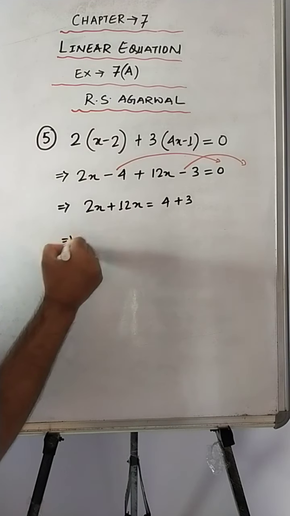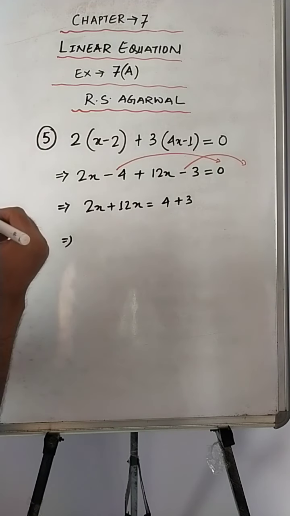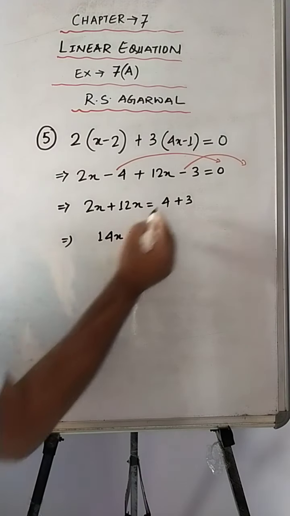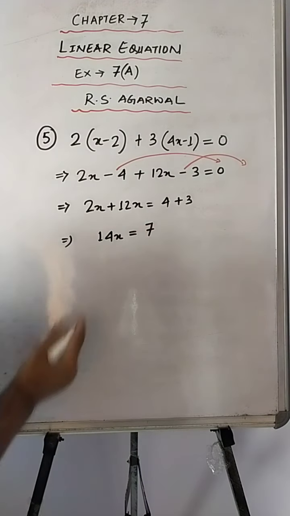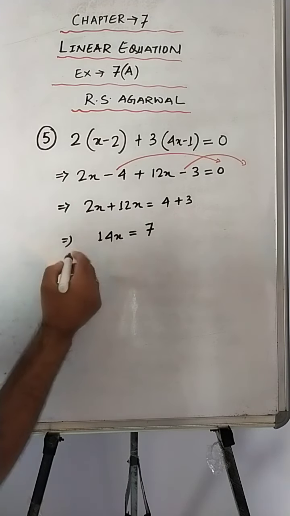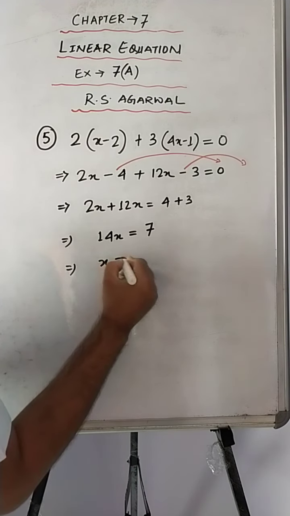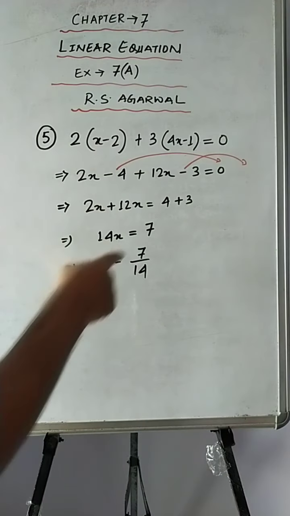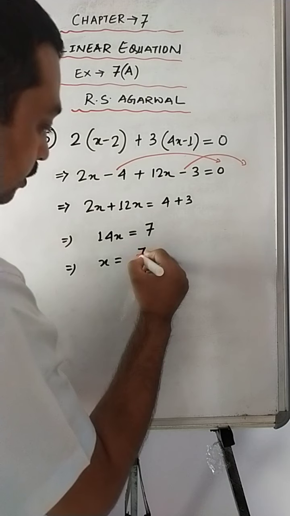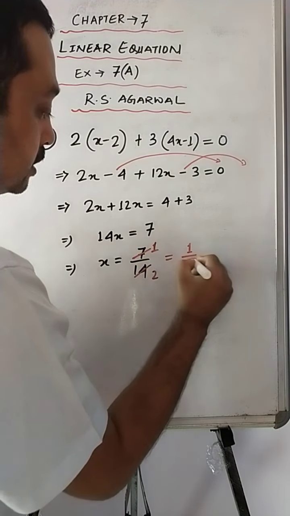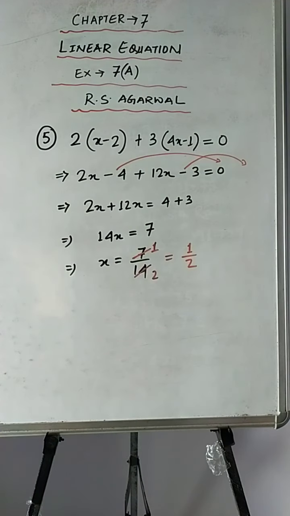So what is the result of this? 2 plus 12 is 14x equals 4 plus 3 is 7. Now to get the value of x, we transpose this 14 towards the right hand side, so x equals 7 upon 14. Now we can reduce this: 7 ones are 7, 7 twos are 14. So your required answer is 1 upon 2.